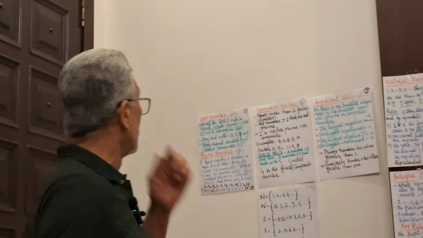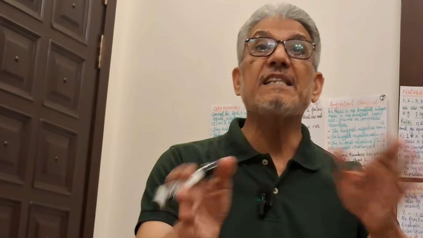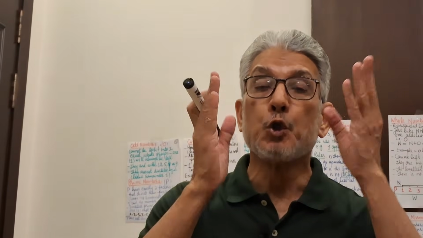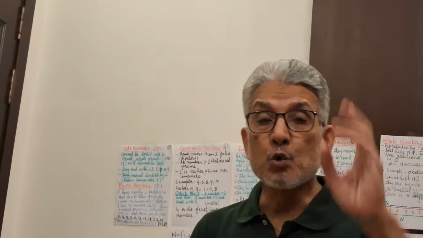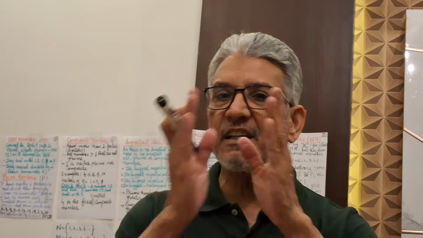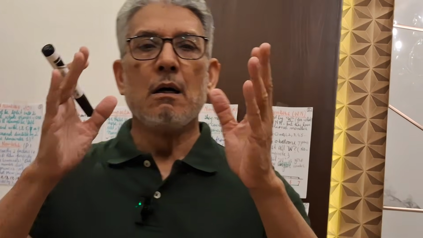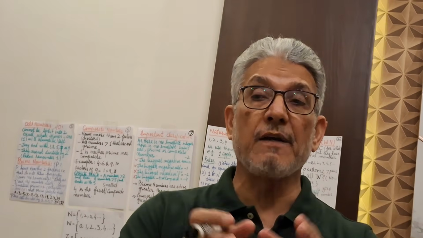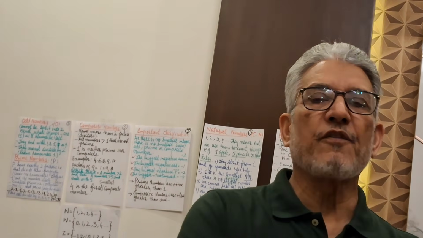Now let's come to the odd numbers. An odd number is a number which cannot be split into two equal whole halves. Like 5 is an odd number. Can you split it into two equal groups? No, you cannot split 5. If you split it into two equal groups, it will become 2.5 and 2.5.